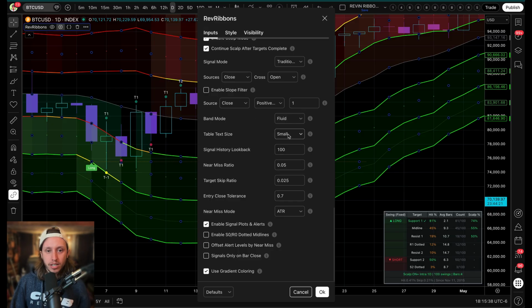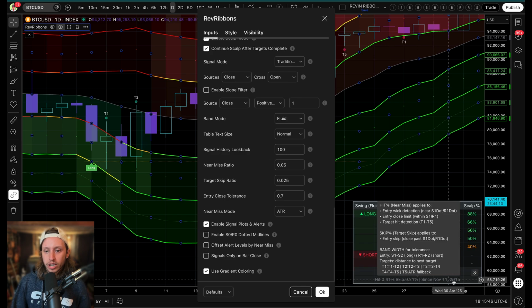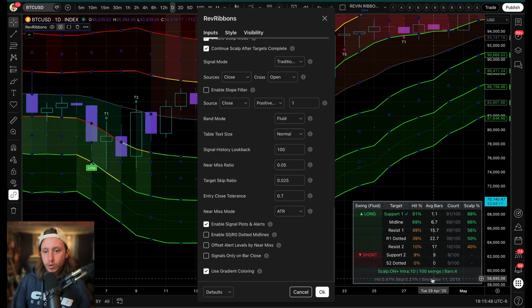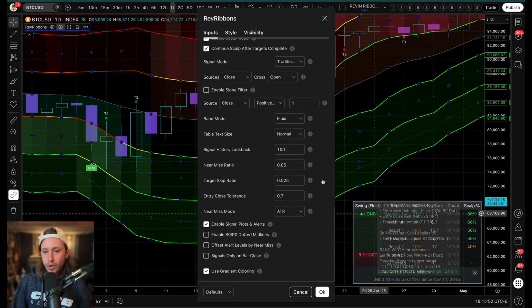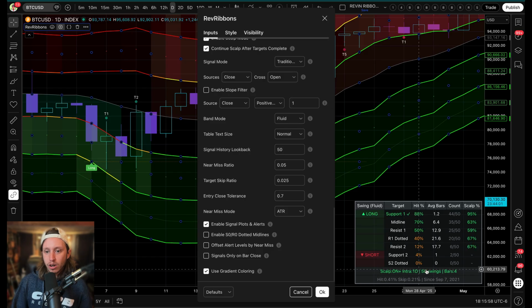I'm going to put it back on fluid. You've got your table text size. I'll go ahead and put that a little bit bigger so we can see that. You have your signal history look back. This is super helpful if you want to look at, on a daily time frame, we're still looking back all the way to 2015. So if you want to look at more recent history, you can say 50. Let's look at the last 50 trades going long. That will be back to 2021.